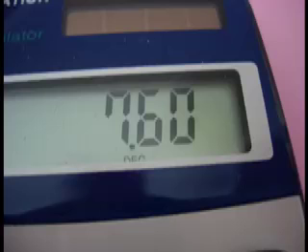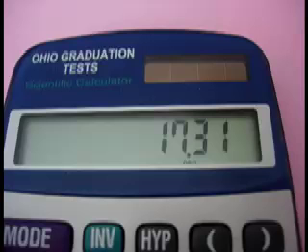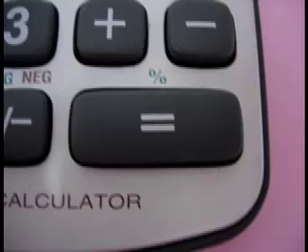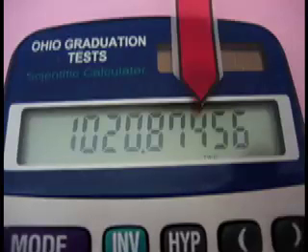Now we multiply our 3 values together. First, 7.60 times 7.76 times 17.31 equals this large number with many decimals. Now we need to round to 2 decimals because all of our measurements were in 2 decimals.